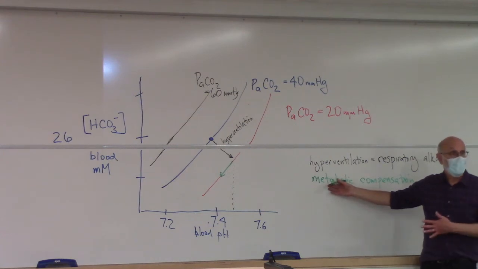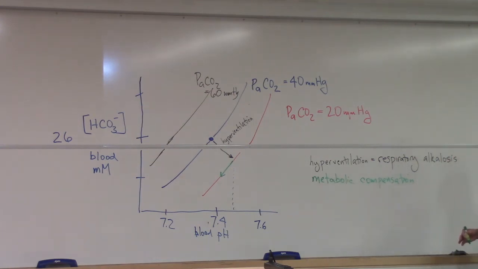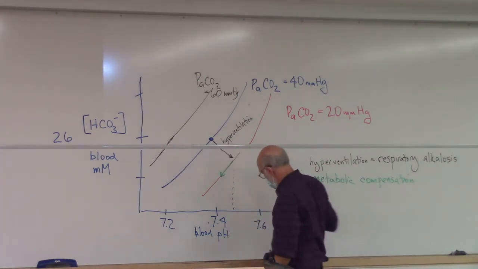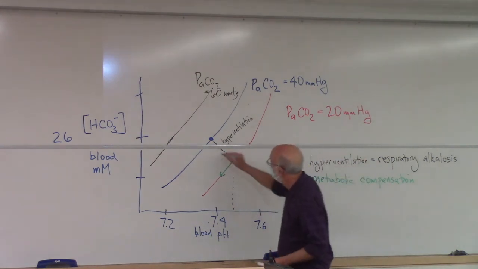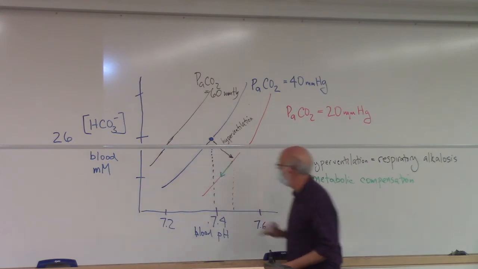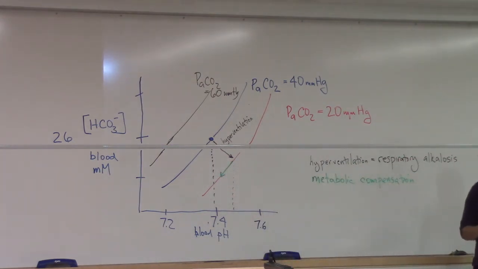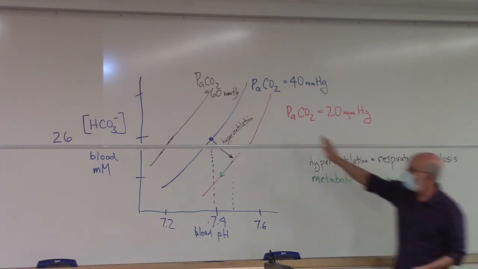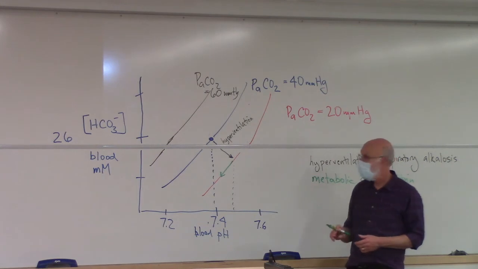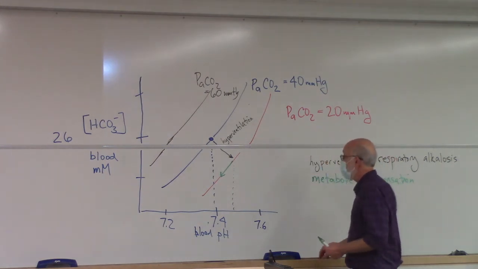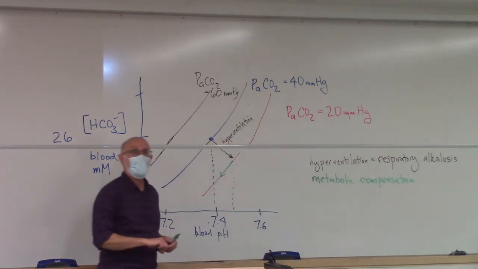And we'll get into the renal mechanism after your exam, next section. Because your body has evolved to be close to pH 7.4. Okay, so we've got hyperventilation and metabolic compensation for hyperventilation. Let's do hypoventilation. Where do you suppose we go with hypoventilation?